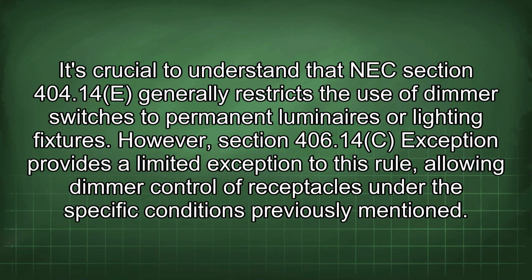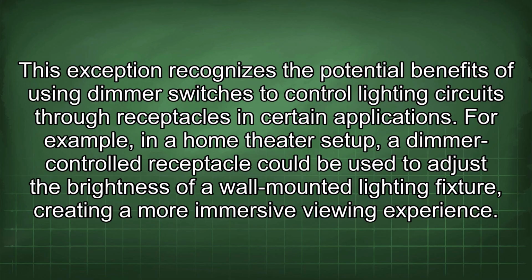It is crucial to understand that NEC Section 404.14e generally restricts the use of dimmer switches to permanent luminaires or lighting fixtures. However, Section 406.14c exception provides a limited exception to this rule, allowing dimmer control of receptacles under the specific conditions previously mentioned. This exception recognizes the potential benefits of using dimmer switches to control lighting circuits through receptacles in certain applications.